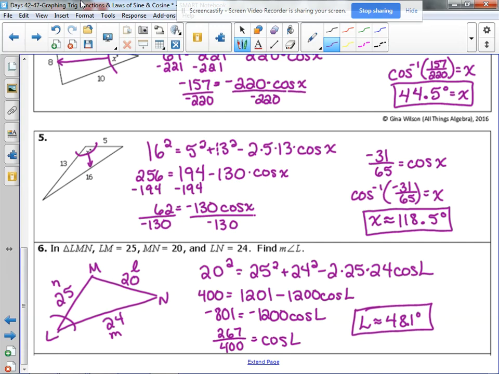And if we look at it, side MN is the smallest side, so angle L should be the smallest angle. 48.1, probably the smallest angle there.